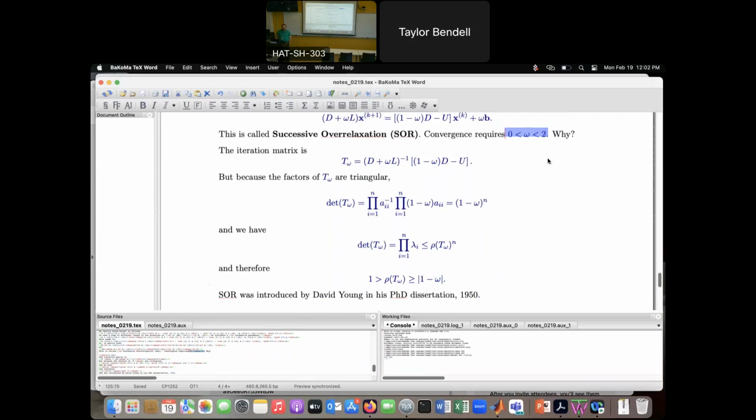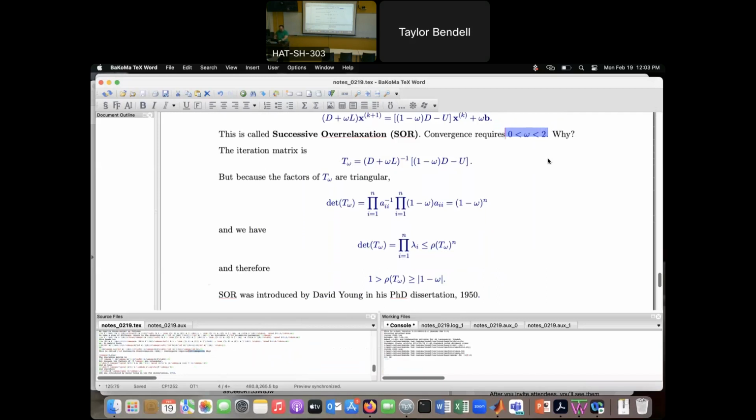Now, this is where I get to make all of us feel like we're underachievers. SOR was actually created by a student, David Young, in 1950. His doctoral dissertation was what introduced SOR to the world. So, let's see, we have current PhD students here. Also, not everybody.